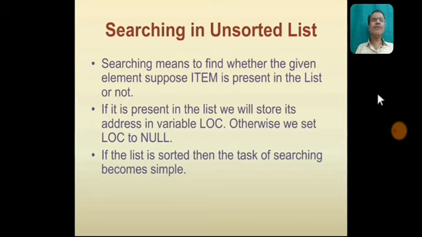Now, I will give a very simple example. Suppose I have given you the students' names in alphabetical order. Suppose there are 100 students and the list is in alphabetical order and you are asked to search for your name. This task will become very simple if the list is in alphabetical order. But if I give the names randomly and you are asked to search for your name in that list, then this task will become somewhat complex because you have to check each and every name.